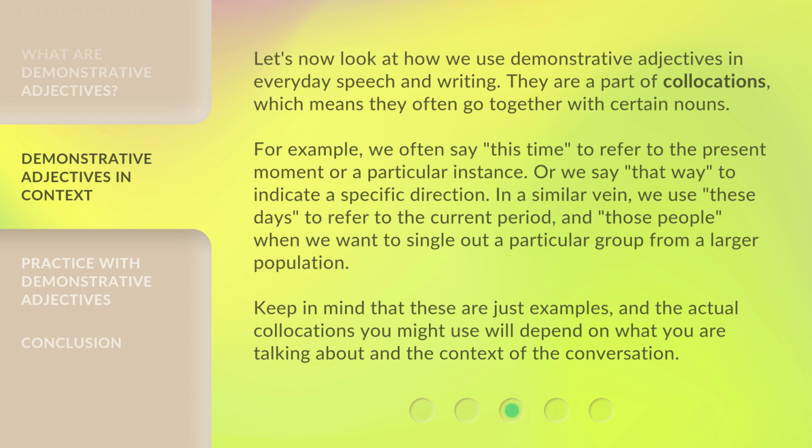In a similar vein, we use, these days, to refer to the current period, and, those people, when we want to single out a particular group from a larger population. Keep in mind that these are just examples, and the actual collocations you might use will depend on what you are talking about and the context of the conversation.